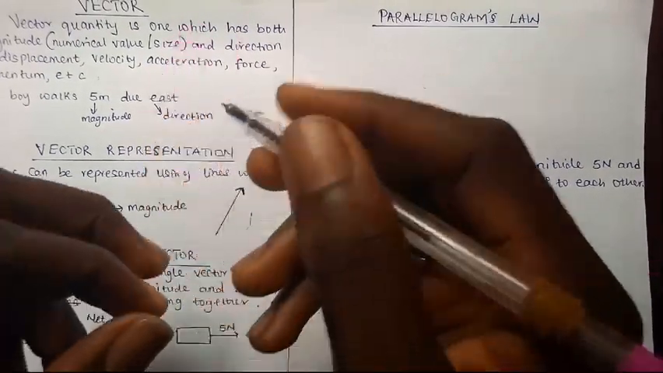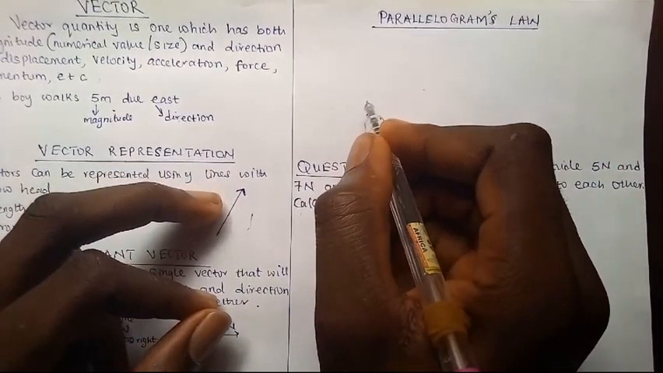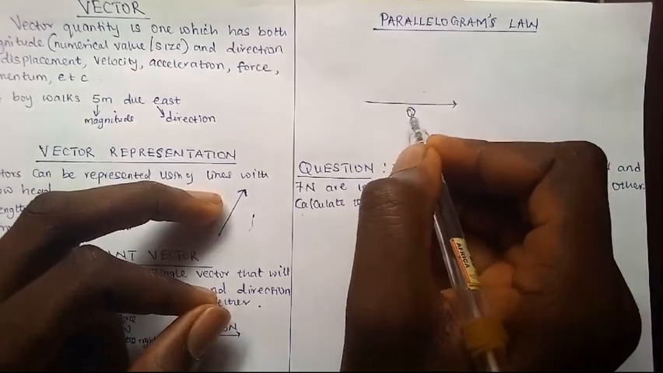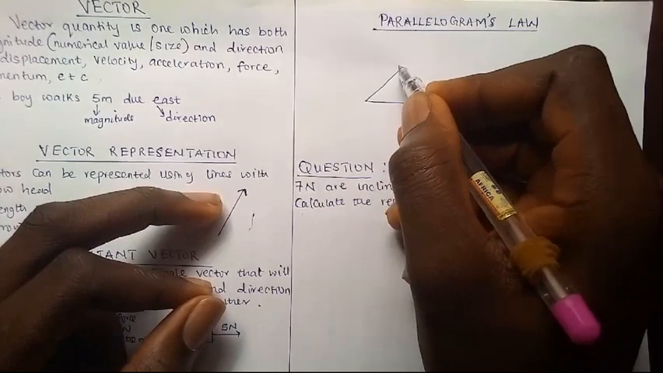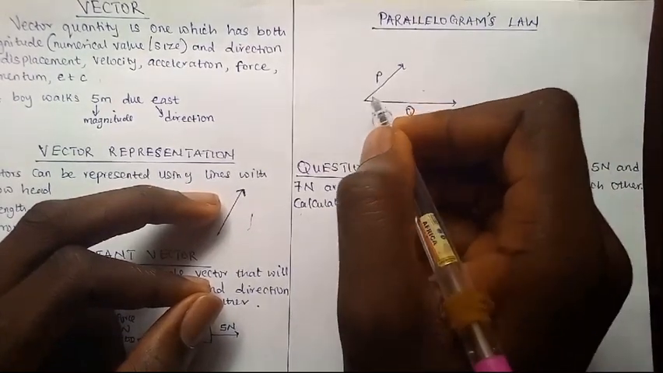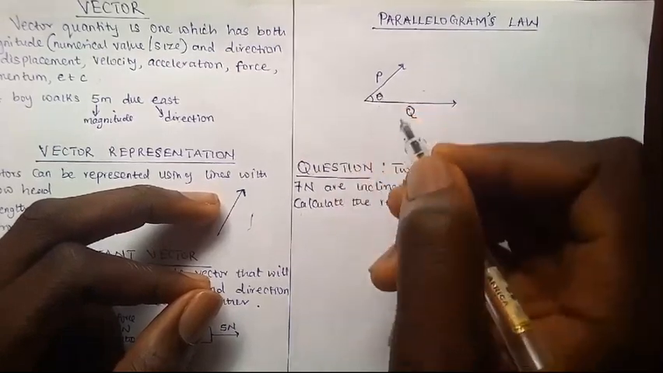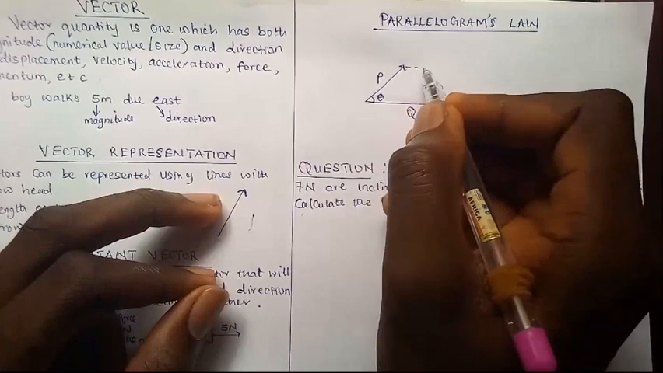Now all I'm saying is that if we have, let's say, vector q, and then we have another vector here, vector p, and both of them are inclined at an angle, let's say theta. Now from the parallelogram law, all we need to do is to complete this parallelogram.